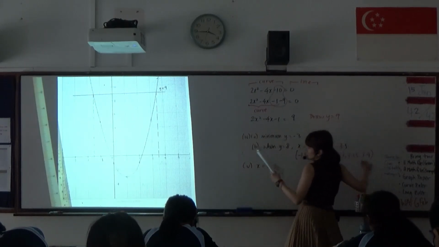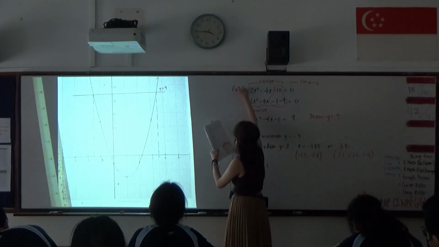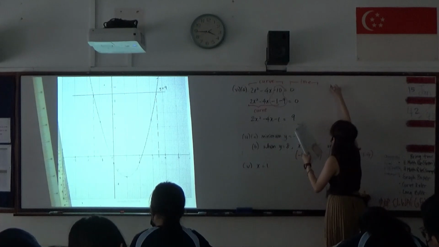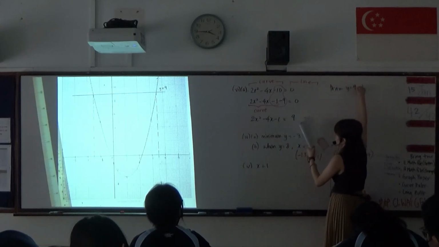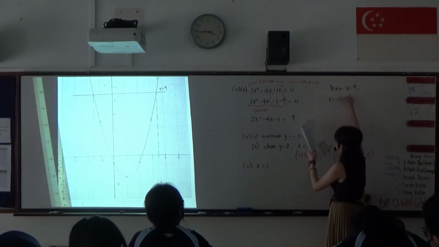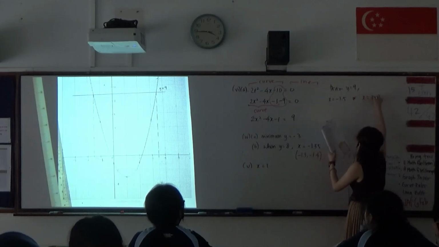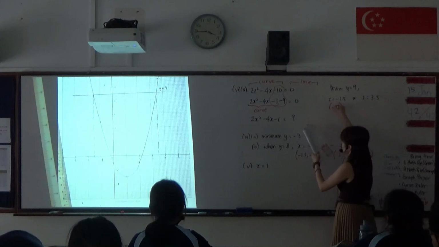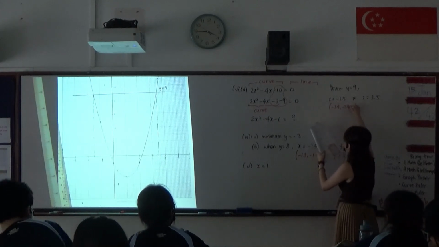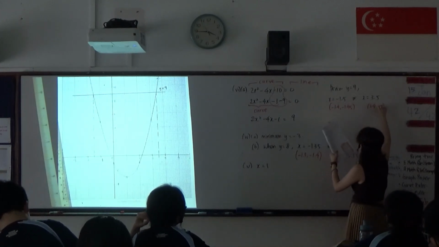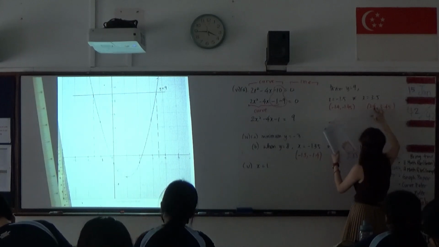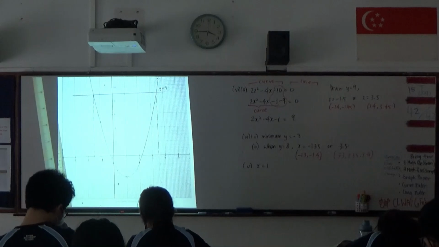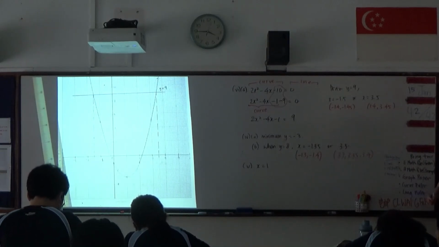So, this is your y. Draw y equals 9. These are the values that I managed to get. Those are my acceptable values.